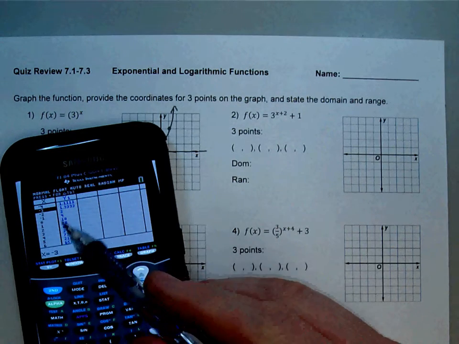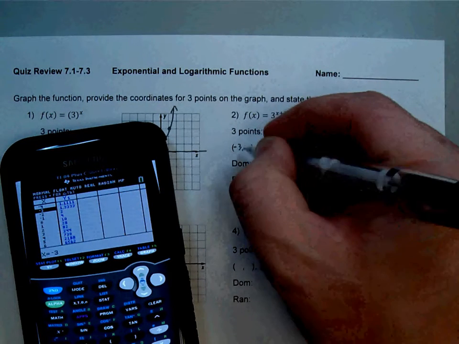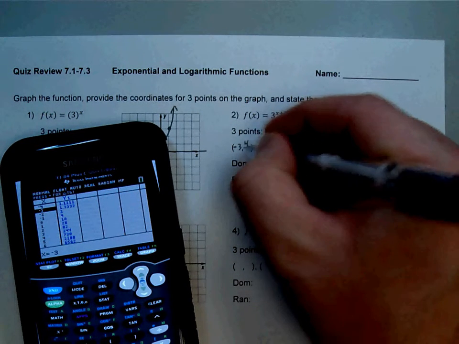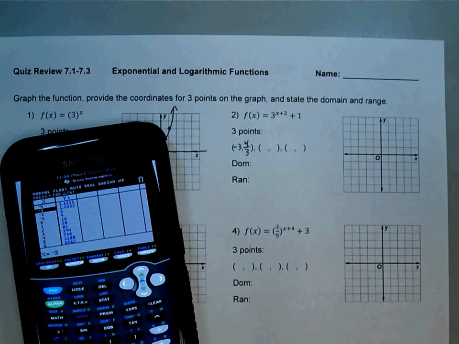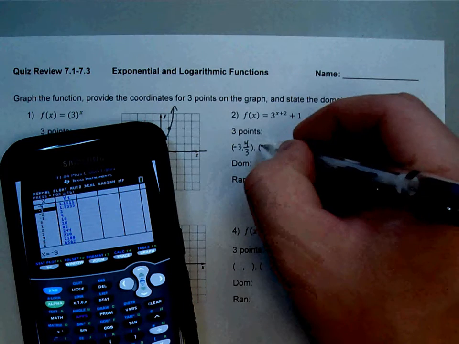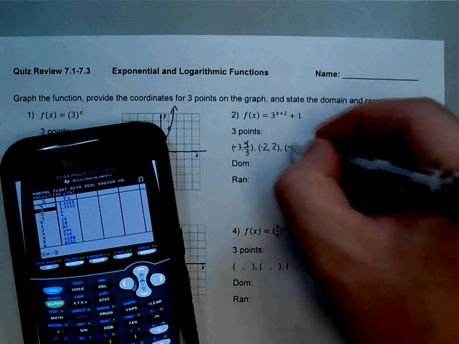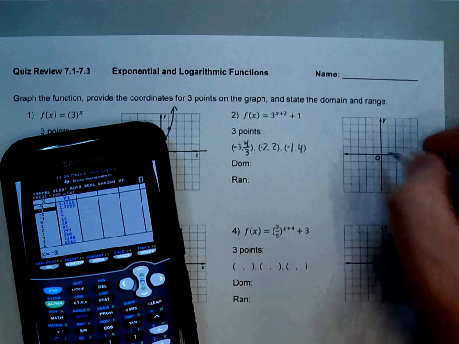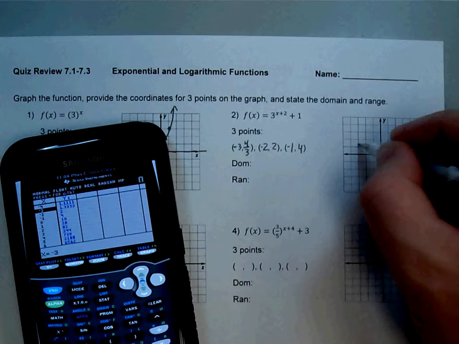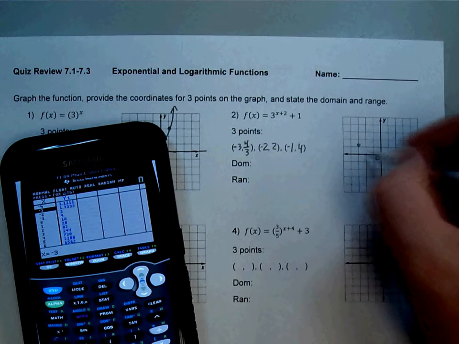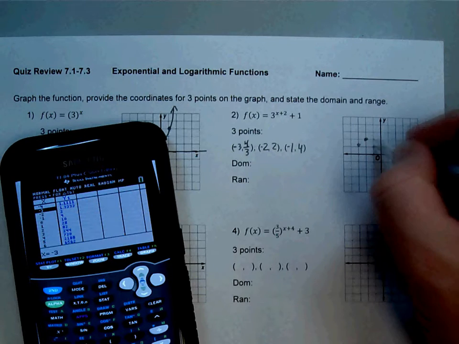If I want to graph 3 of them, I don't really want the 10, so I'm going to go with -3, and that's 1 1/3, or I could call it 4/3 just because I don't have a lot of room to write in that ordered pair, so I wrote it as 4/3. Then I have -2, 2, and then I have -1, 4. So -3, 1 and 1/3. That's what that was. And then -2, 2, -1, 4.